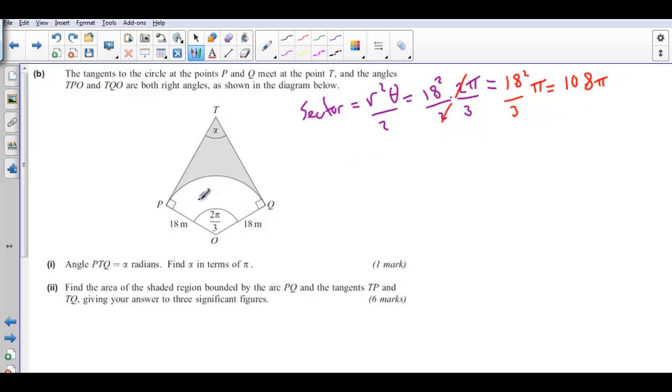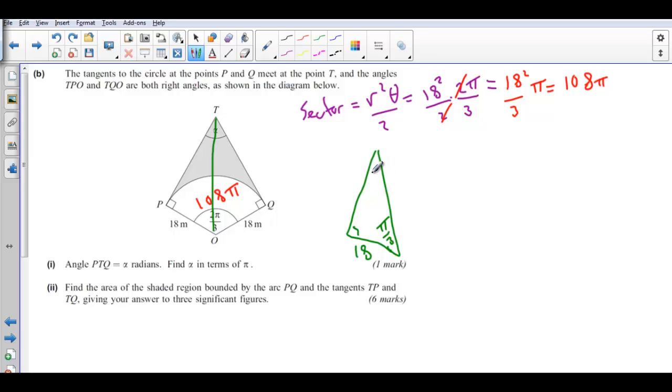Right, so that's that part done. 108π. Next step, we need to do the area of the whole thing. So to do the area of the whole thing, I'm just going to split it right down the middle, and think about those 2 triangles. It looks particularly convenient that we've got that right angle there. We know that that one's 18 because we're halving the 2 angles. This angle is π/3.